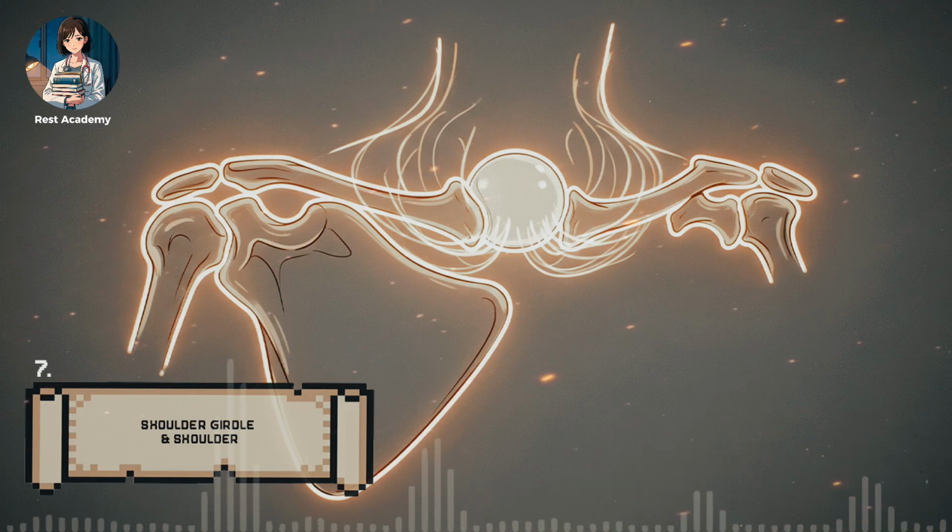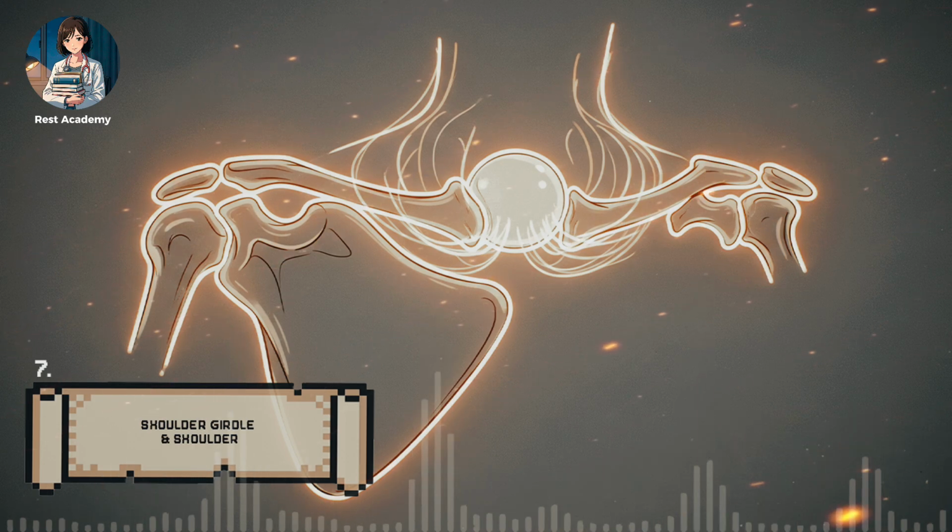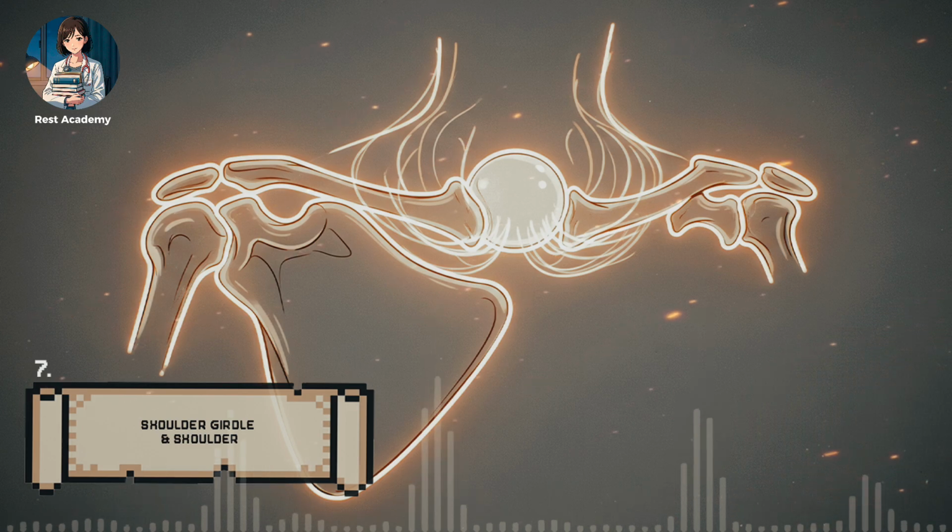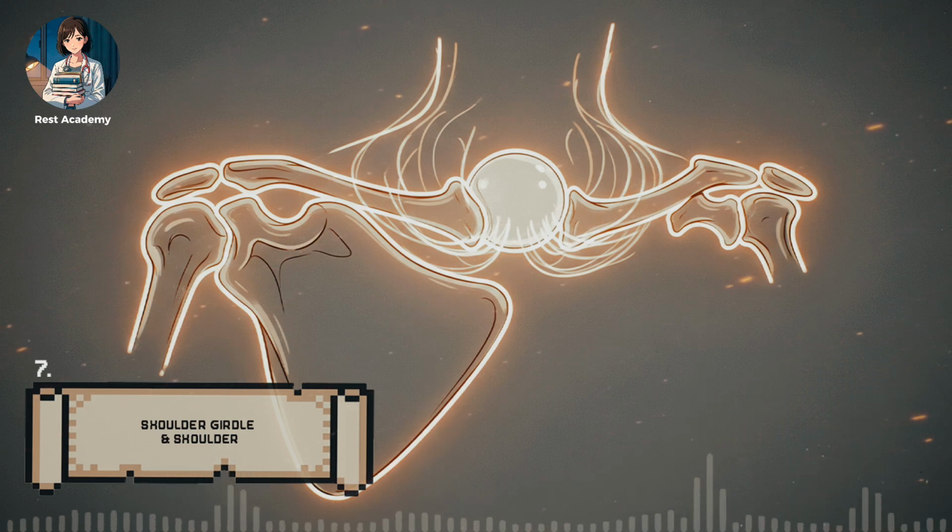This is the shoulder girdle and shoulder joint. The clavicle is S-shaped and subcutaneous along its length. Medially, it meets the manubrium at the sternoclavicular (SC) joint, the upper limb's only true bony link to the axial skeleton.